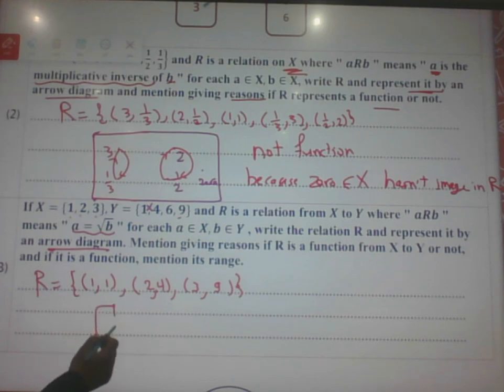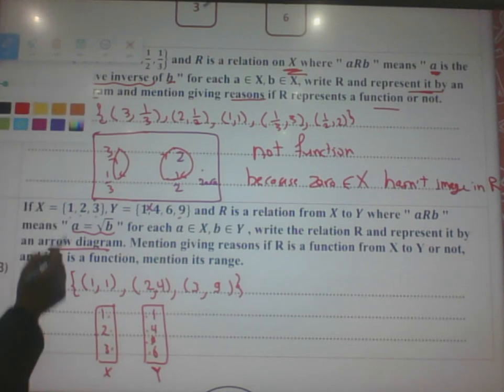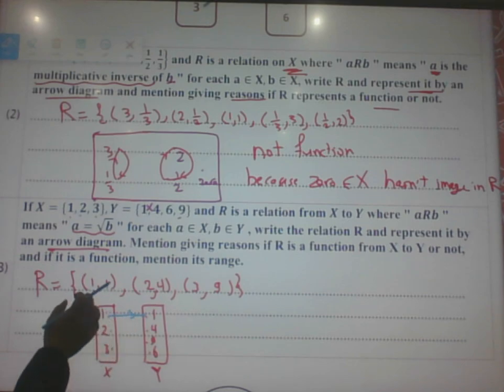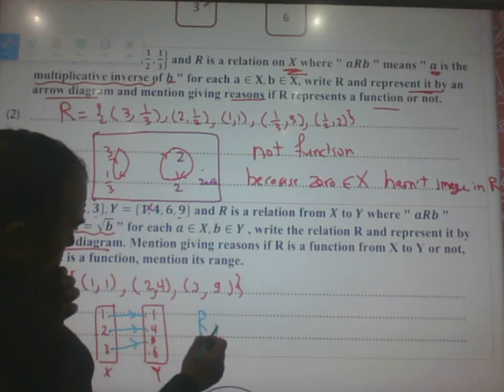We can draw here first set x and second set y. Write the elements of x: 1, 2, 3 and the images here 1, 4, 9 and also we have 6. Okay. We can draw the arrows for the images here. The original point from 1 to 1, 2 with 4 and also 3 with 9. Then here R is a function.